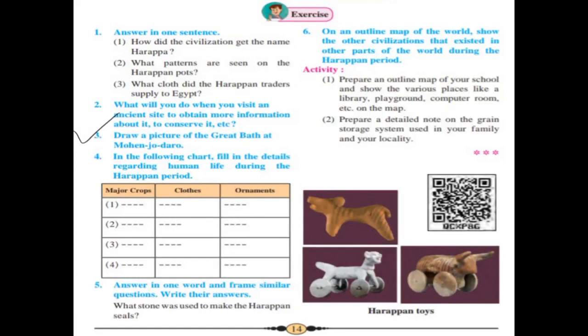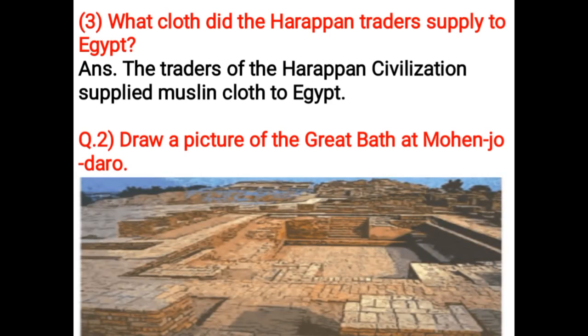Draw a picture of the Great Bath at Mohenjo-daro. This is the picture of the Great Bath at Mohenjo-daro that you have to draw. And write a few lines about the Great Bath at Mohenjo-daro.